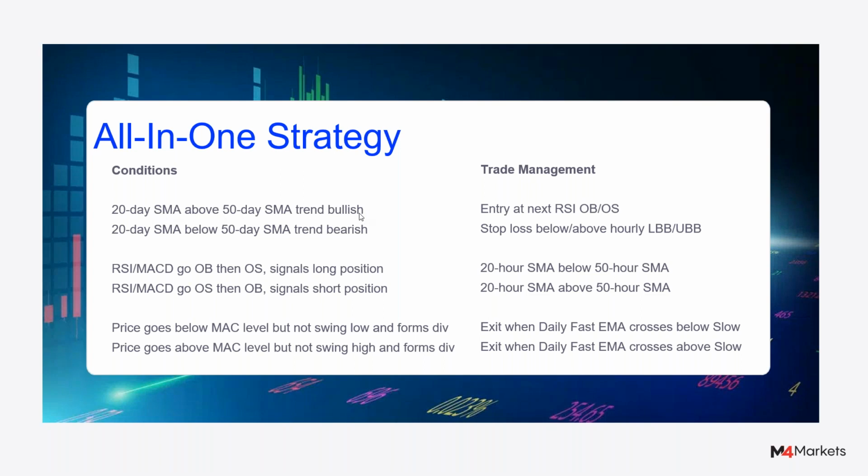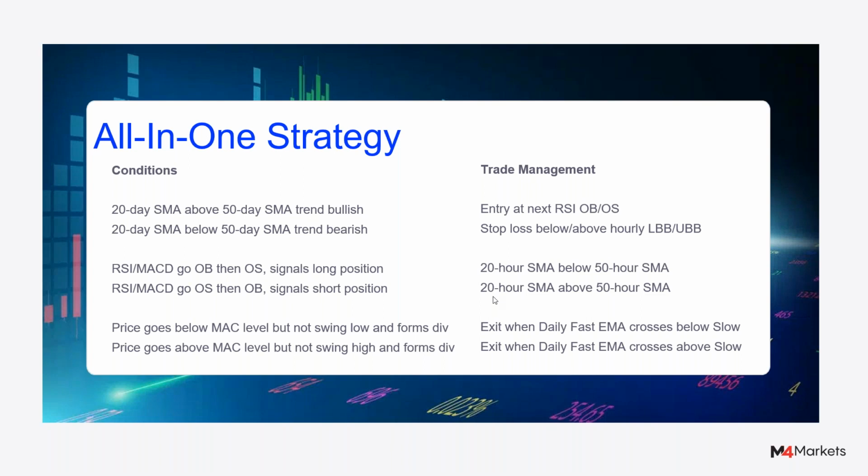20-day SMA above 50-day, trend bullish, the opposite for bearish. The RSI, the MACD, go overbought and then oversold. That signals a long position. And then, of course, the opposite for the opposite position. The price goes below the moving average crossover level, but not the swing low, and forms a divergence. You will see that is something similar to what we did with the Bollinger Bands. We wait for one thing to happen. That is our precondition. Then we enter the trade. The entry is at the next RSI overbought or oversold. The stop loss below or above the hourly lower band or upper Bollinger Band.